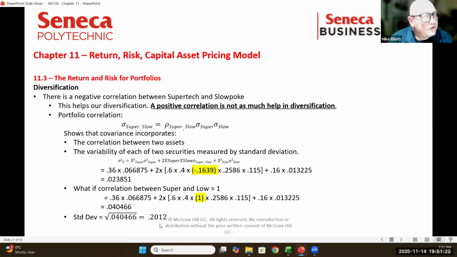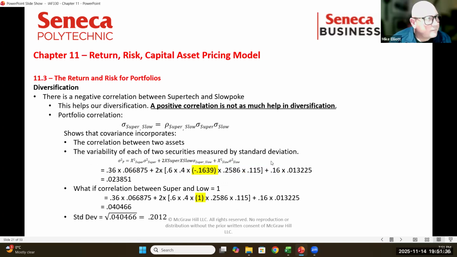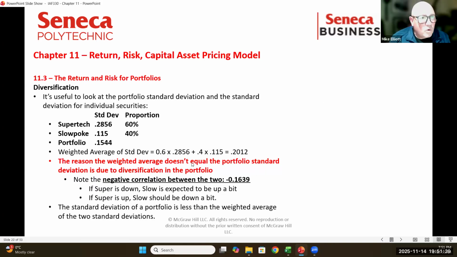The square root of that is 0.2012. That is the weighted average of the standard deviations. If we had perfect correlation, the weighted average of the standard deviations would be the same. It would be the standard deviation of the portfolio. But we don't have perfect correlation. We're not looking for perfect correlation.